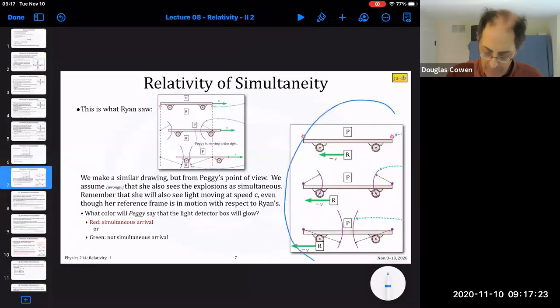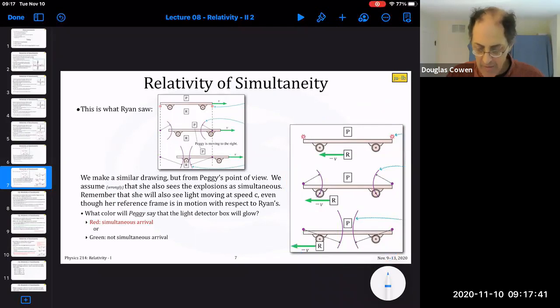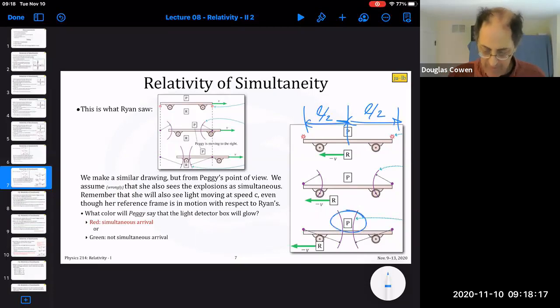This is the picture that we draw for Peggy on the train. If these two flashes are simultaneous, they go off at the same time in Peggy's reference frame as well as in Ryan's, then what Peggy will see is these two flashes occurring at the same time. Then because they travel at the speed of light, C, the light pulses from these two firecrackers, in her reference frame, and in any reference frame for that matter, because the speed of light C is a constant, will come to her from the same distance each, because she's right in the middle of the car. So they're each going to go a distance L over 2 to get to her. They're both traveling at speed of light C, so they will both arrive at Peggy at the same time. And she will say they are simultaneous. And she will also say, therefore, that the light detector box will glow red.